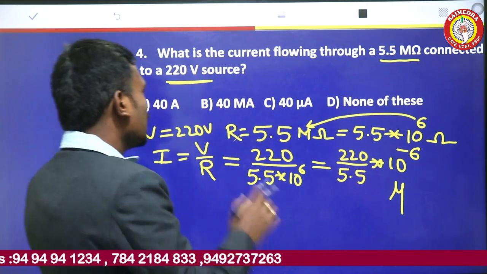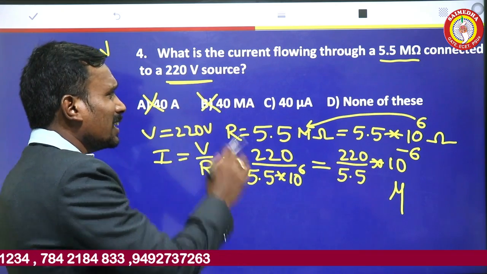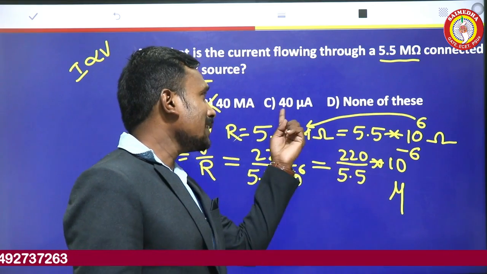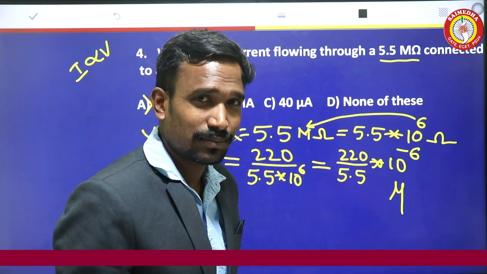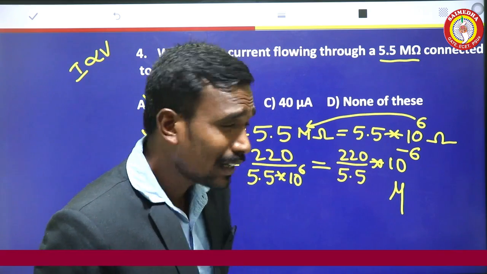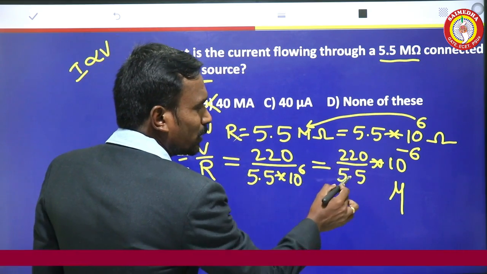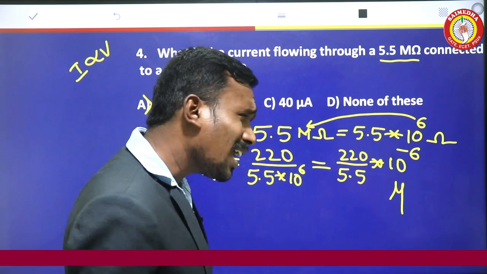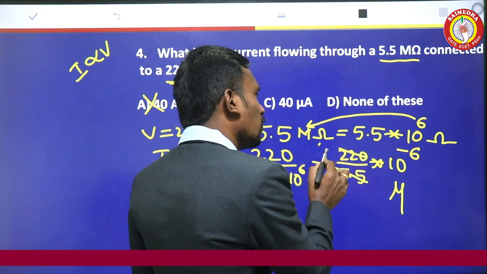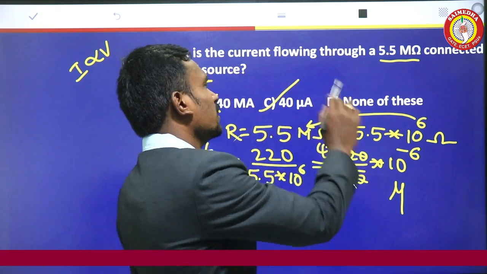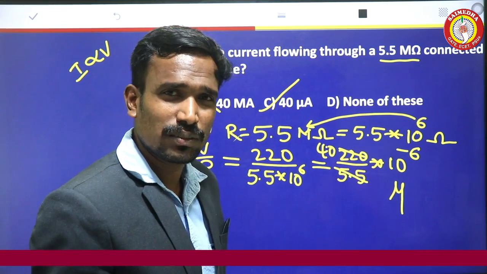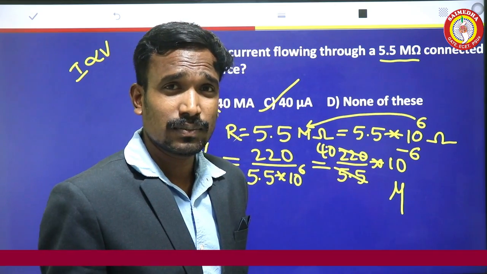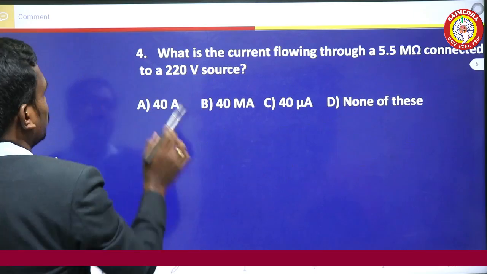So what is the answer? This is not correct, this is also not correct. This may be the correct answer because it is in terms of microamperes. If this is also not correct, then none of the above is correct. Yes or no, guys? Right, so tell me, what is the value of 220 by 5.5? 220 by 5.5 is equal to 40. Then option C is the correct answer. Very simple question. Within seconds you can do this if you have practice. Right? Let's go for the next question.